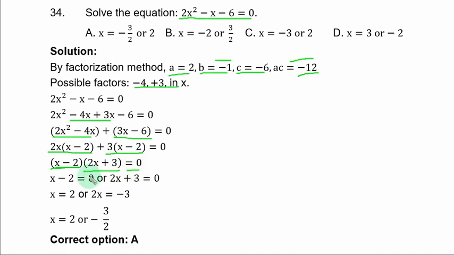At this point, you equate each term to 0, that is s minus 2 equal to 0 or 2s plus 3 equal to 0. If you transfer the constant terms respectively, you have s equal to 2 or 2s equal to minus 3. You have to divide the second term by 2 to have s. Therefore, s is equal to 2 or minus 3 over 2. A is the correct option.